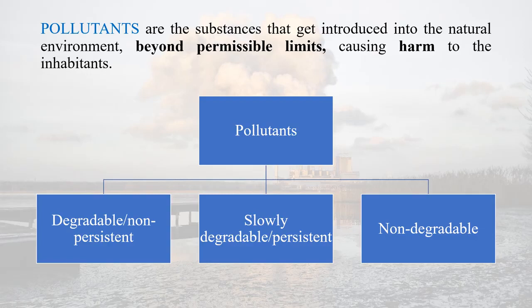Pollutants can be divided into three main types. They are degradable or non-persistent pollutants. The second one is slowly degradable or persistent pollutants. And finally, the non-degradable pollutants.